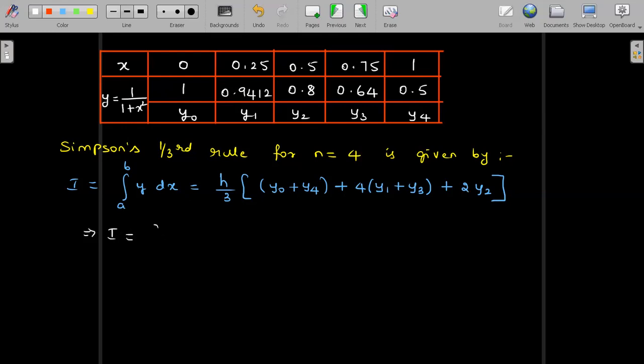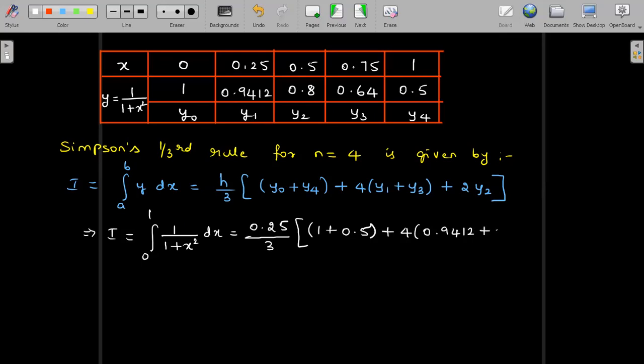So I is equal to integral 0 to 1, function y is 1 divided by 1 plus x square dx. h is nothing but 0.25. h is 0.25 divided by 3 multiplied by y0 plus y4. y0 is 1 plus y4 is 0.5 plus 4 times of y1 plus y3. y1 is 0.9412 plus y3 is 0.64 plus 2 times of y2. y2 is 0.8.